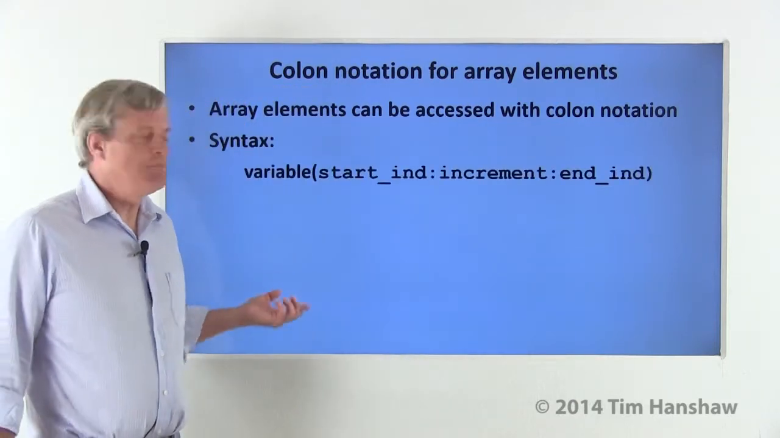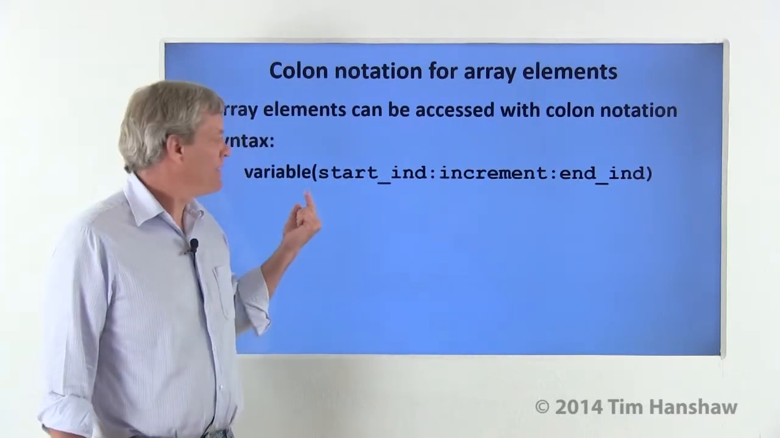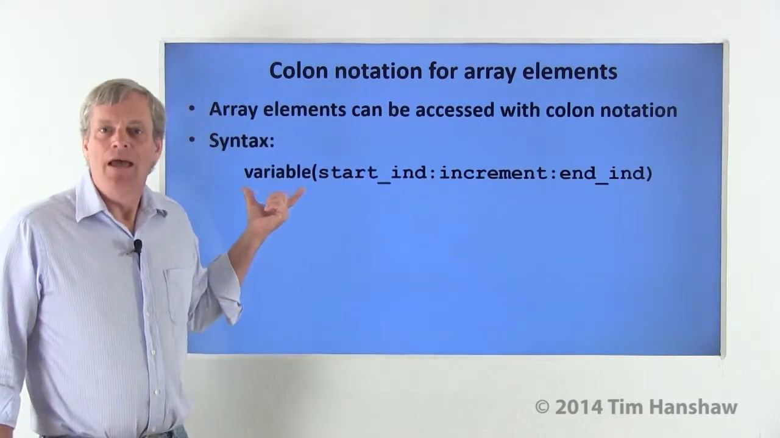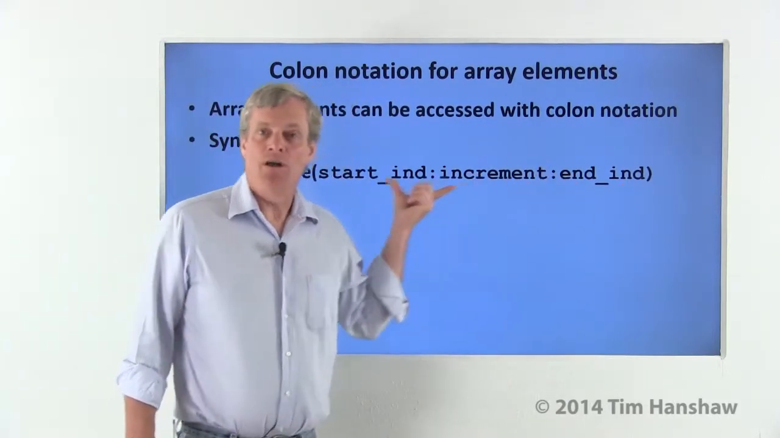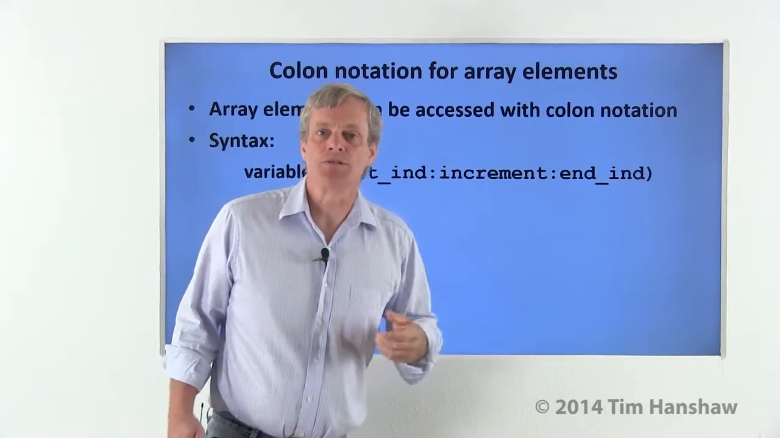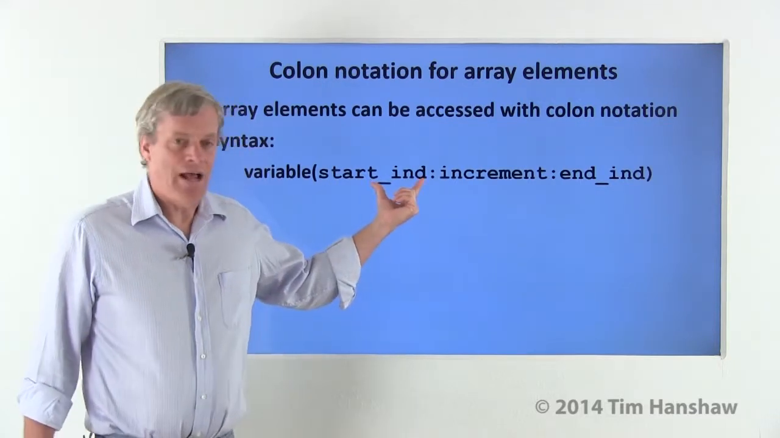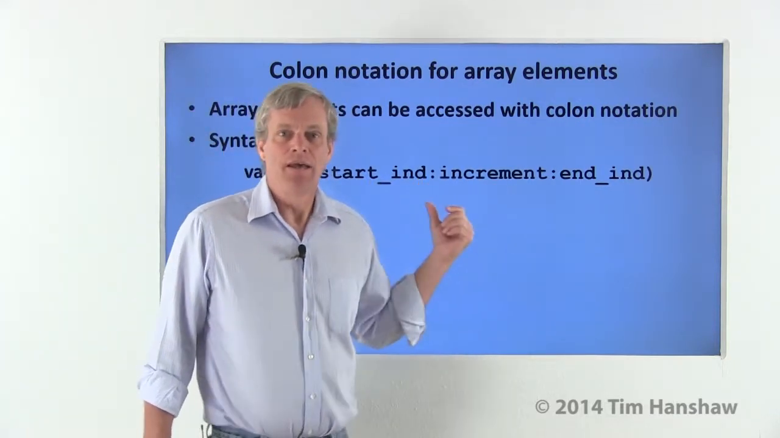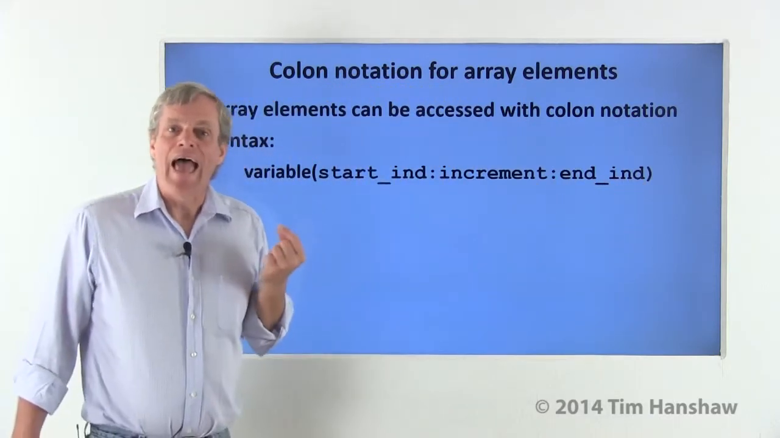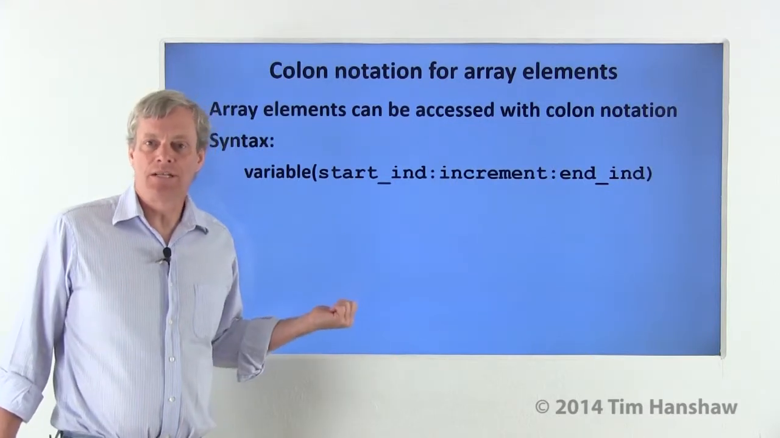The approach is similar to that taken when creating arrays, but the numbers created appear within parentheses after the variable name. And, of course, all of these have to be integers because they're being used as array locations. We specify a beginning value, start_ind, an increment, and a final value, end_ind. The actual indices are calculated the same way they were on the previous slide.